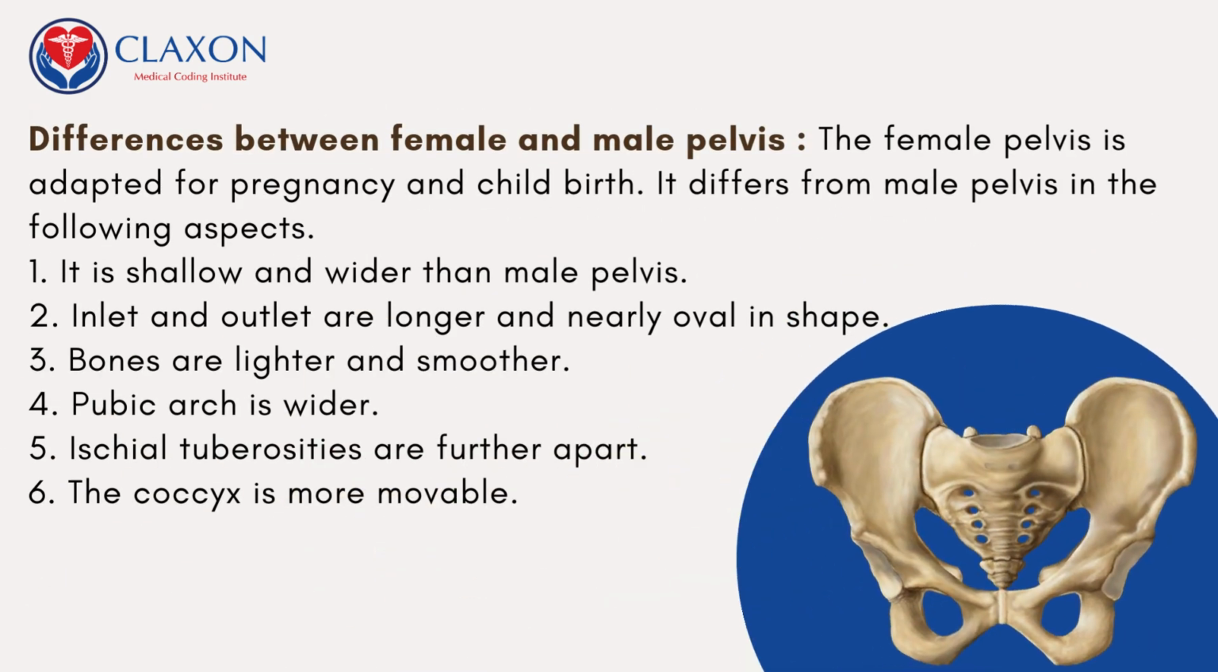Differences between female and male pelvis. The female pelvis is adapted for pregnancy and childbirth. It differs from male pelvis in the following aspects. 1. It is shallow and wider than male pelvis. 2. Inlet and outlet are longer and nearly oval in shape. 3. Bones are lighter and smoother. 4. Pubic arch is wider. 5. Ischial tuberosities are further apart. 6. The coccyx is more movable.